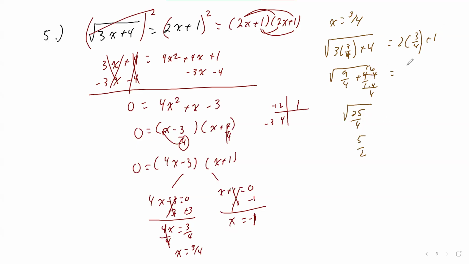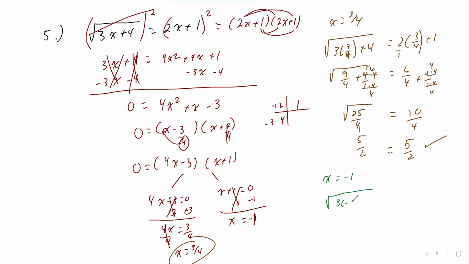Let's see what this gives me. This gives me 6/4, because you just multiply straight across, plus 1 over 1 times 4 over 4. So this becomes 4 and 4. 6 plus 4 is 10 over 4, and 10/4 simplifies down to 5/2. So x equals 3/4 is a good one. Let's try x equals -1.